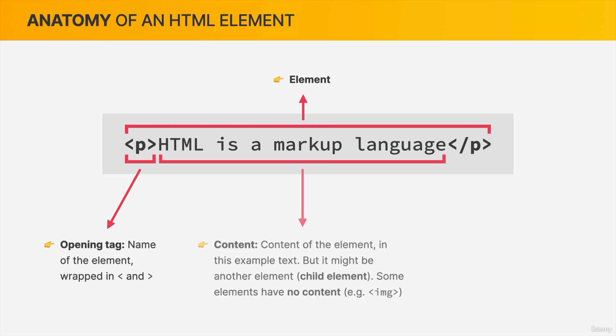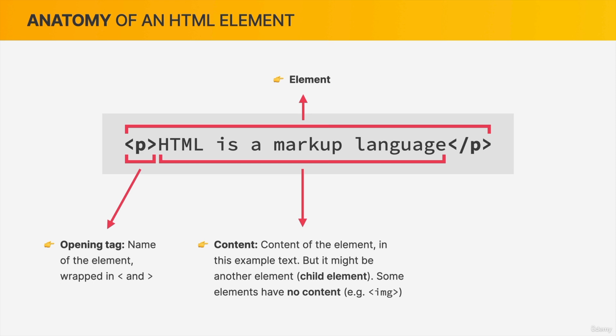Then after that, we have basically the content of the element. So in this example, that is just text, but there might be other types of content. For example, an element can contain in itself another element, which we then call a child element. Also, some elements, such as images, have actually no content at all and have only an opening tag. And all of this will, of course, become very intuitive as we start writing HTML. This is just so that you know what I'm talking about when I speak of opening tag or closing tag or content.